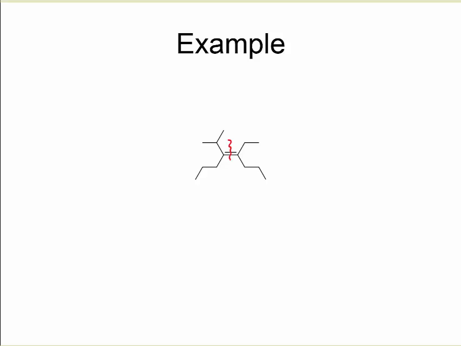Again, I'm comparing one side of the alkene to the other. So on one side I have a carbon bonded to 2 carbons and a hydrogen. And the other group to which I'm making a comparison is bonded to a carbon and 2 hydrogens. So CC is a higher priority than CH. So I have my higher priority group on the top and my lower priority group on the bottom.